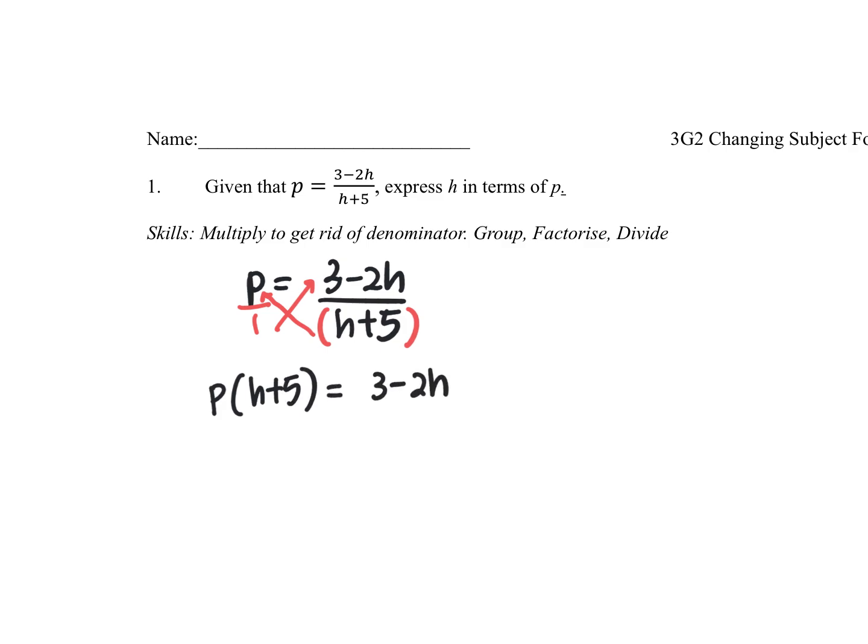Now next, in our question, the question was express h in terms of p. So we're going to look at h itself. So we want h as our subject. But we notice that the h over here is inside the bracket. So we're going to expand out the p so that they are individual terms, then it'll be easier to manipulate them. So here, after expansion, we got ph plus 5p equals 3 minus 2h.